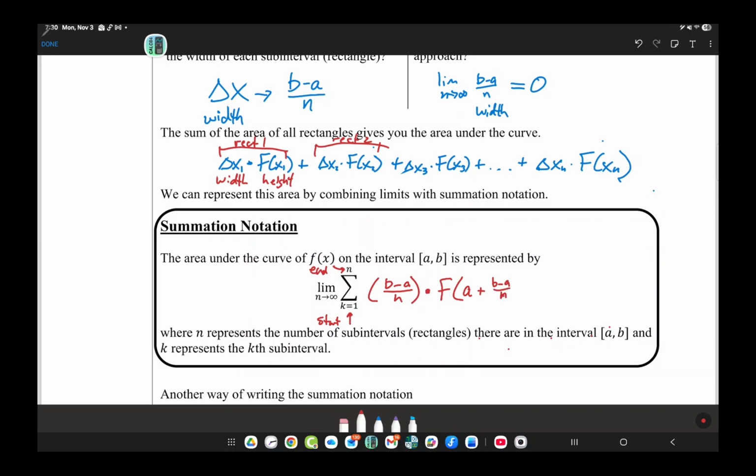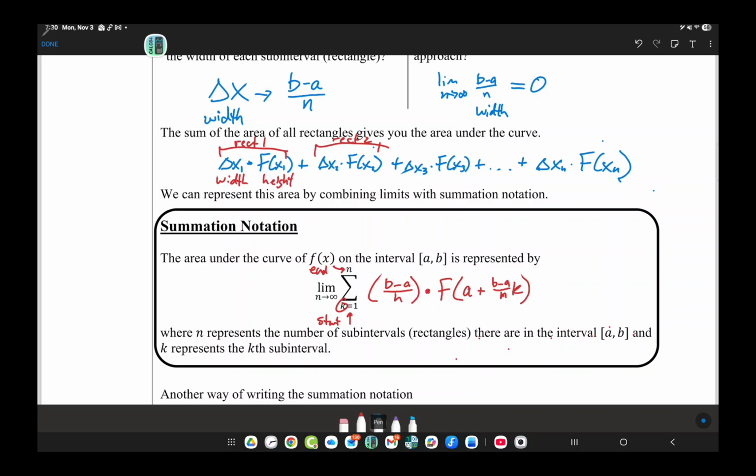But how do we represent every single possible addition? Because again, that right there would be only adding one delta x. How do I add the next one, and the next one, and the next one? That's where this k value comes in. So that allows us to put this in summation notation because it's allowing us to plug in every new rectangle position.